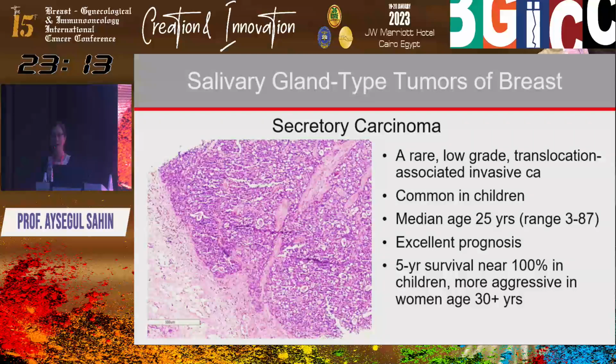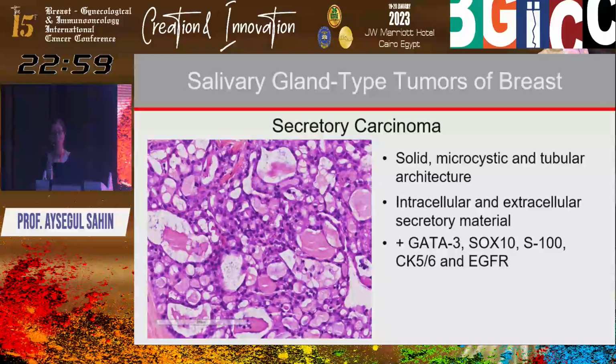They really do not have any prognostic and therapeutic implications, but secretory carcinoma is an exception to that. Because these lesions have excellent prognosis, and more importantly, they have a specific immunohistochemical profile, and we have a specific genetic abnormality, and more importantly, we have a targeted therapy for this tumor.